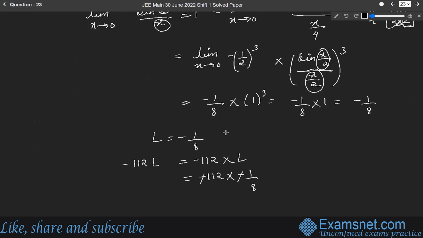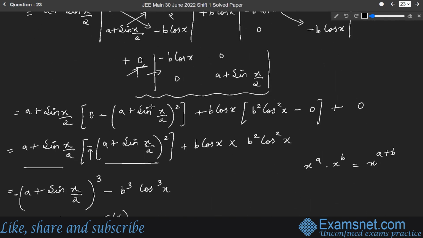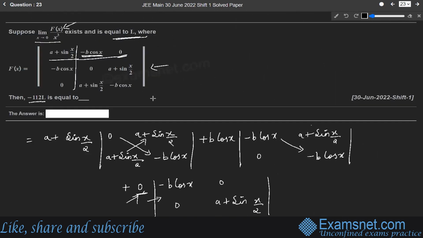So this minus and minus will cancel. We have 112 by 8. It will also cancel with the table of 2, right? So let us cancel it. 4, and here it will be 56. Then 2 and 28. Then 1 and 14. So the answer will be 14. So for this question, the value of minus 112 into L is equal to 14. Hence the correct answer is 14. I hope you are clear with this question.